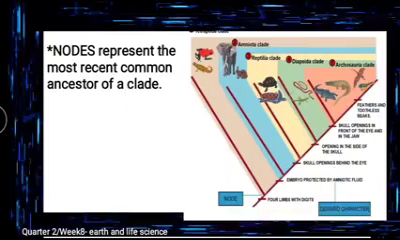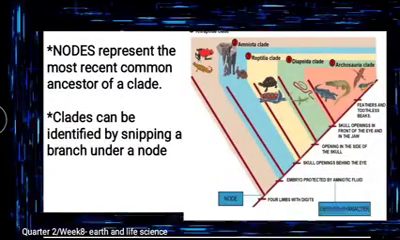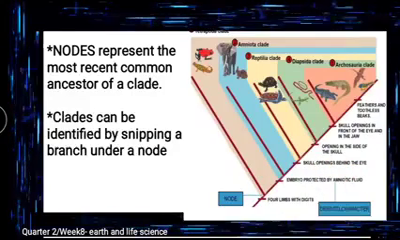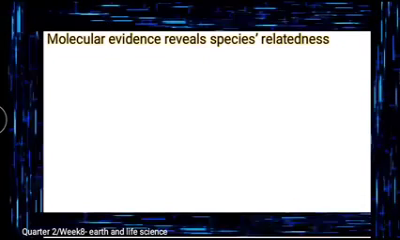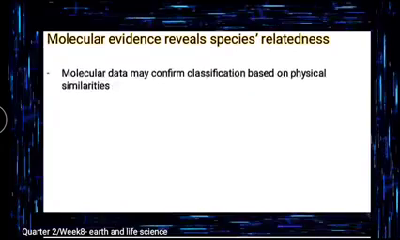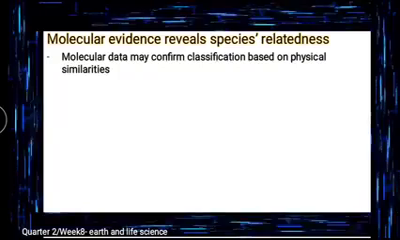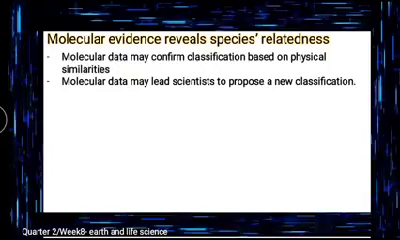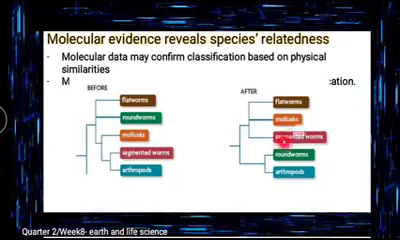Nodes. Nodes represent the most recent common ancestor of a clade. Clades can be identified by snipping a branch under a node. So we have their nodes. We also have molecular evidence, which reveals species relatedness. Molecular data may confirm classification based on physical similarities. Molecular data may also lead scientists to propose a new classification. So we have this one, before and after.